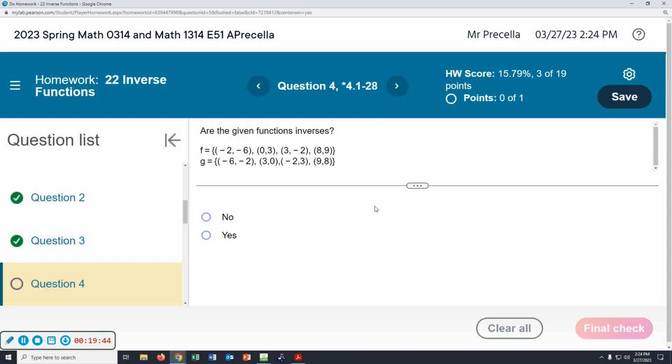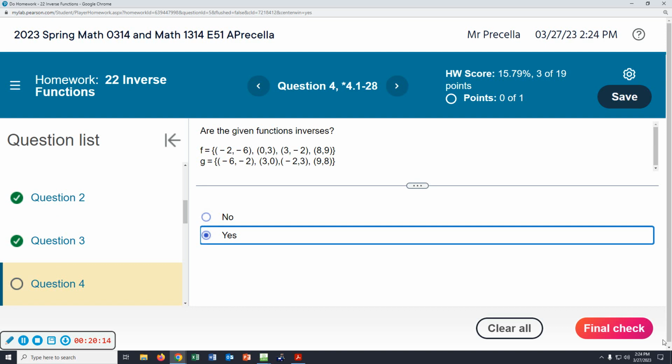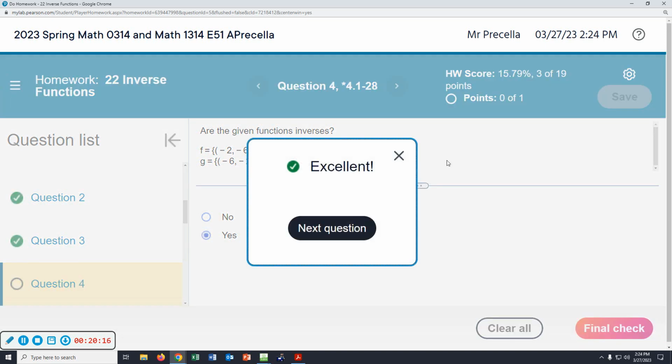Are these functions inverses? (-2, -6), is that reversed? Yes. (0, 3) and (3, 0), yeah. I was expecting some no's along the way, but what do y'all think? Are these functions inverses? Yes, the ordered pairs are just reversed. So, yes.